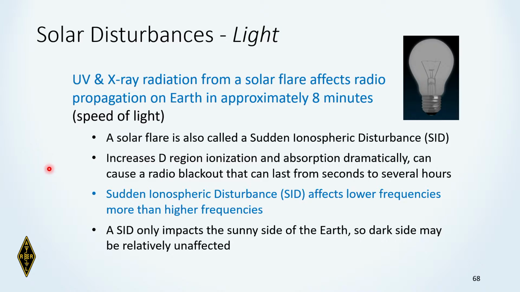So too much ionization is a bad thing. An SID, sudden ionospheric disturbance, affects the lower frequencies more than the higher frequencies. So if it's going to wipe out something, it's probably going to be 40 meters and below. And it kind of makes sense here, but a sudden ionospheric disturbance only impacts the sunny side of the Earth. It's the only side of the Earth that can really sense it. So daytime, nighttime effect.